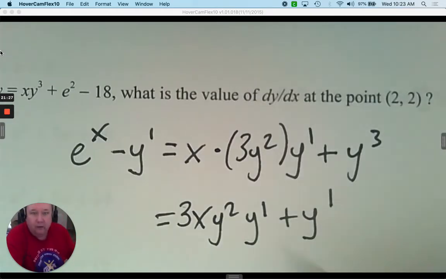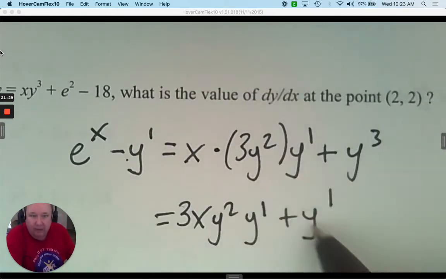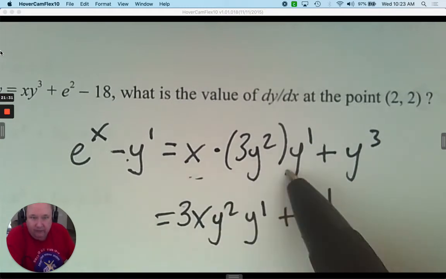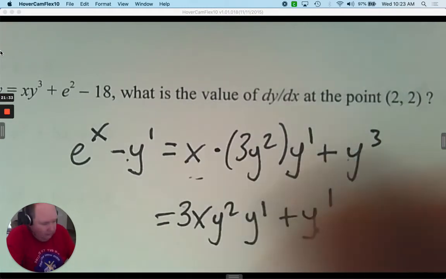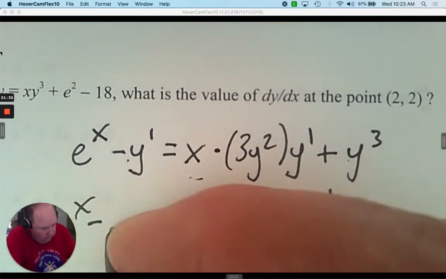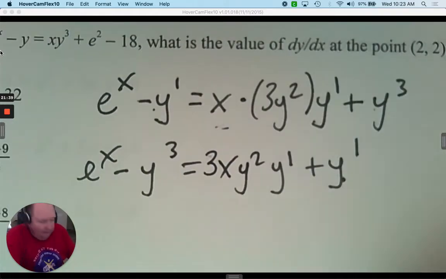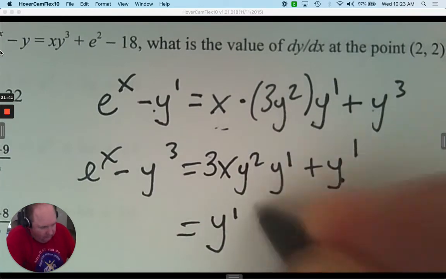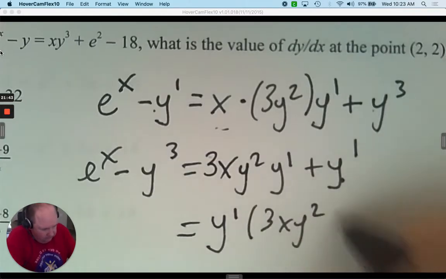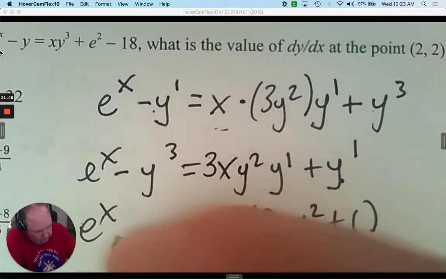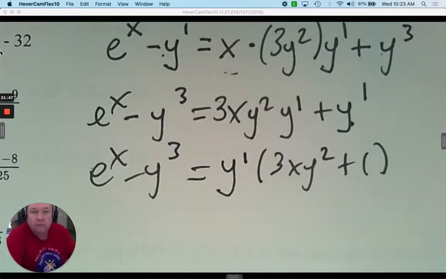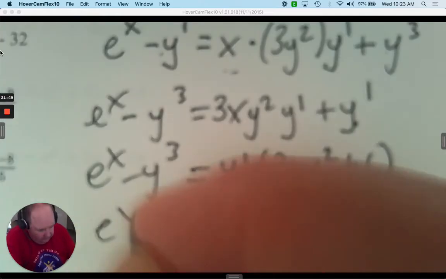All right, so I'm going to add y prime to the other side. I just combine them together. I'm going to subtract y cubed. And I just want to get y prime by itself. So I'm going to factor out a y prime. And then I'm going to divide.